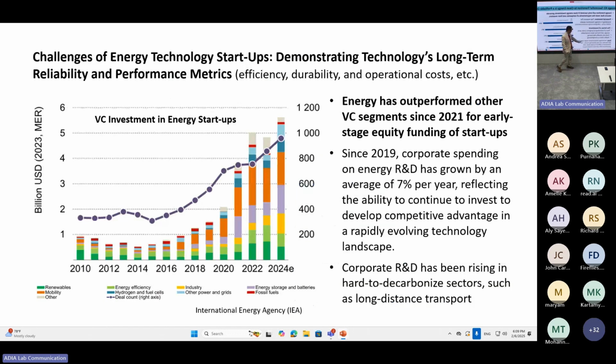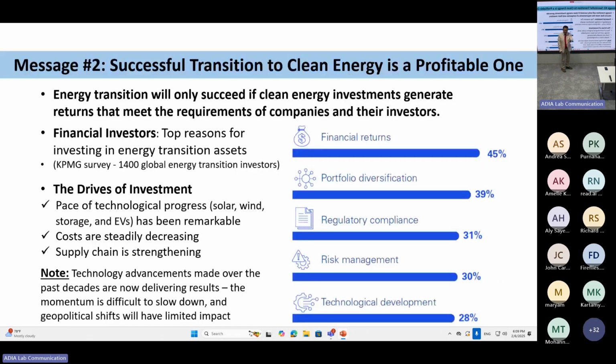I'll put another note here related to the question about Trump and geopolitics. The technology advancement made over the past decades, not only years, decades, is now delivering results. We see that. So the momentum is difficult to slow down. And the geopolitical shift will have only limited impact. Yes, we may see reduced funding for certain areas, reduced government loans in the US, for example, but the overall picture is very clear. It's growing.